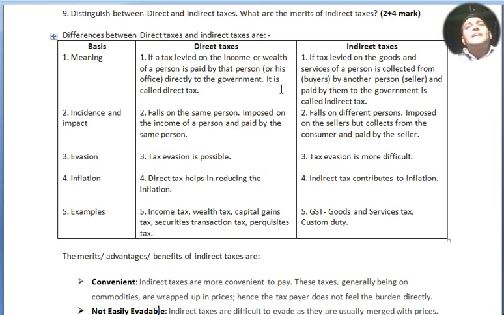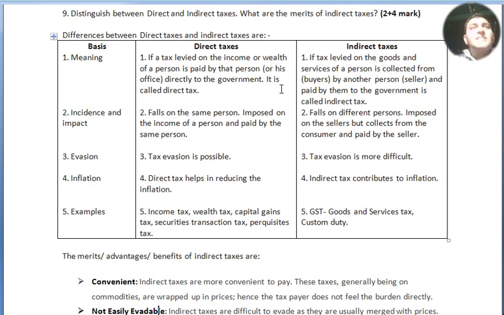Difference between direct and indirect taxes. Basis, direct taxes, indirect taxes. 3 columns are there. Under basis, the first point is meaning. Direct tax: if a tax levied on the income or wealth of a person is paid by the person or his office directly to the government, it is called direct tax. Indirect tax: if tax levied on the goods and services of a person is collected from buyers by another person, the seller, and paid by them to the government, it is called the indirect tax.